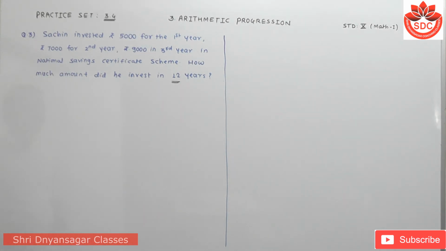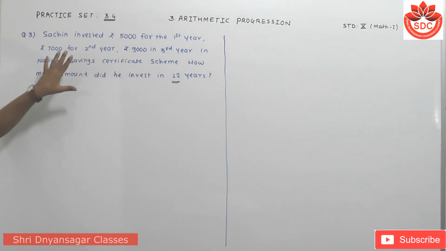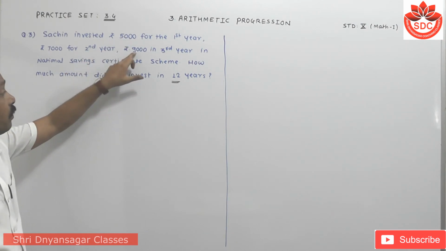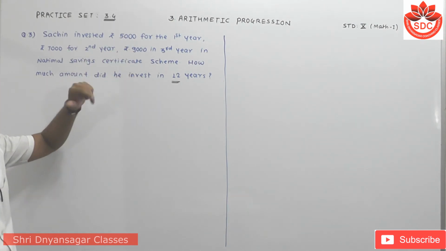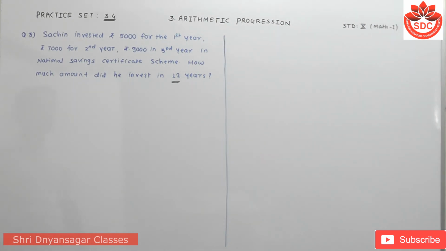Now student, this sequence is an AP where a, the first term, is 5000. The common difference between each value is 2000, so d is 2000, and n is 12. We have to find out its sum.